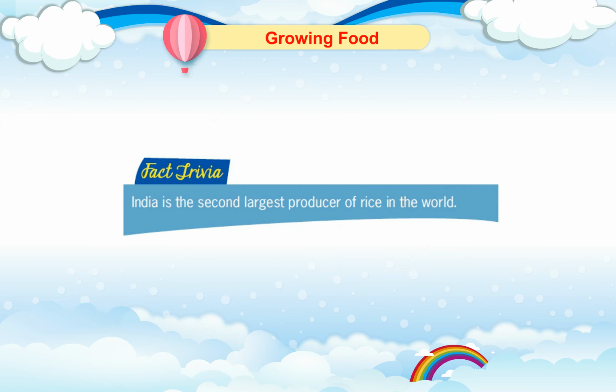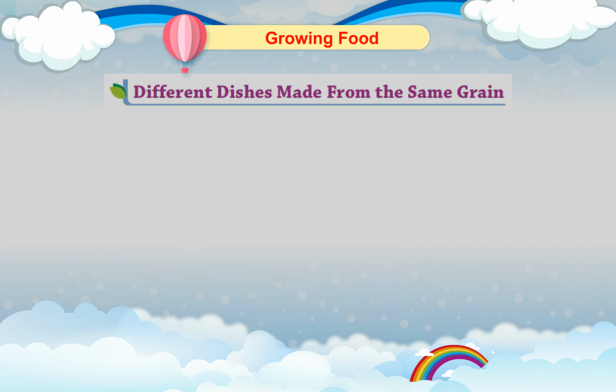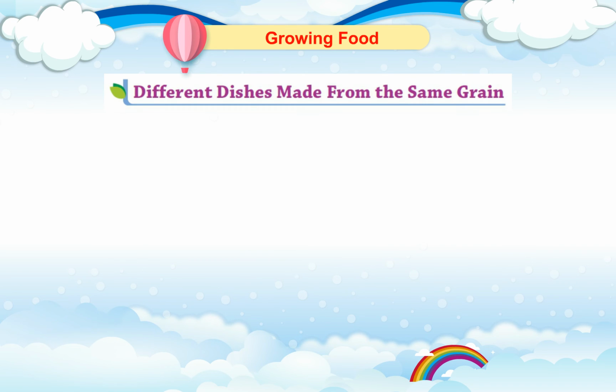Fact trivia: India is the second largest producer of rice in the world. Different dishes made from the same grain.